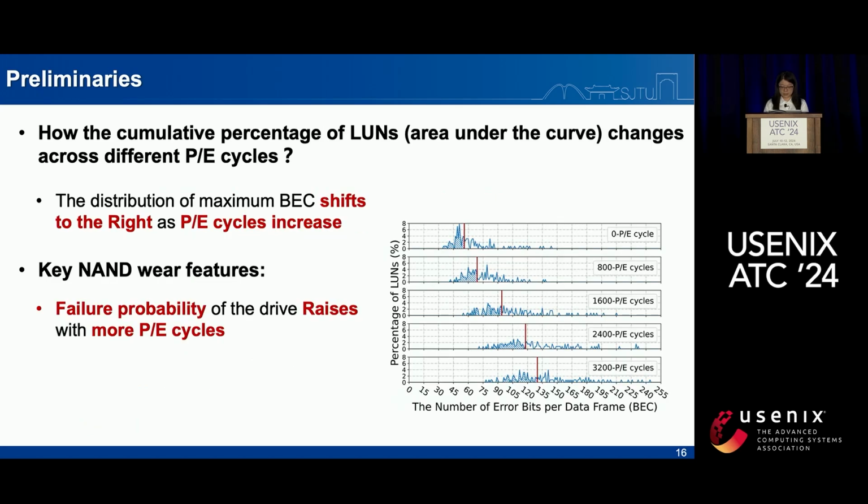And then how does the percentage of LUNs change over different PE cycles? This example shows how LUNs in a drive age over time, with 5 different PE cycles shown here. The area under the curve represents the cumulative percentage of LUNs, and the red vertical line marks the halfway point. In this figure, you can see that as the PE cycles increase, the distribution of the maximum bit error count shifts to the right.